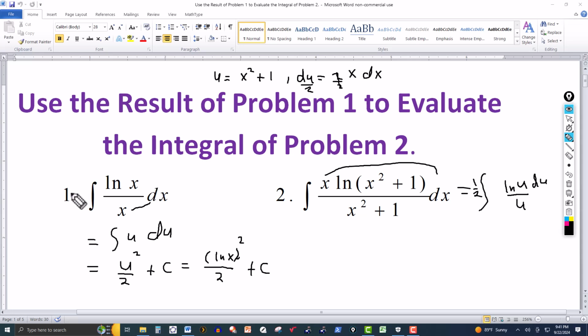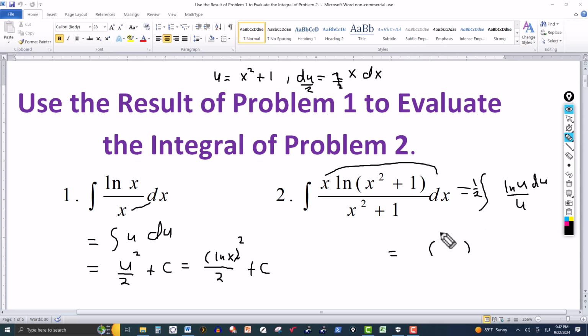Now notice problem 1. Ignore the 1/2 here, but ln x over x basically is the same setup as ln u over u. This is just a variable. It could be u, it could be x. So that tells me then that when I have an integral of this form, I'm going to use this result over here. It's going to be whatever this is, squared. So it's just going to be ln of u squared.